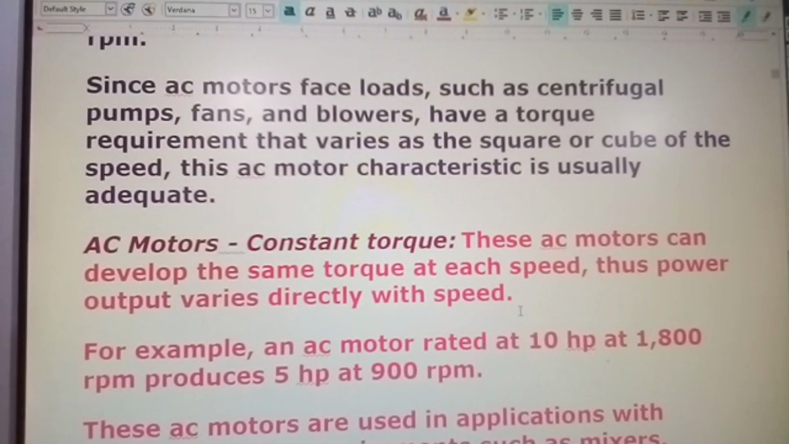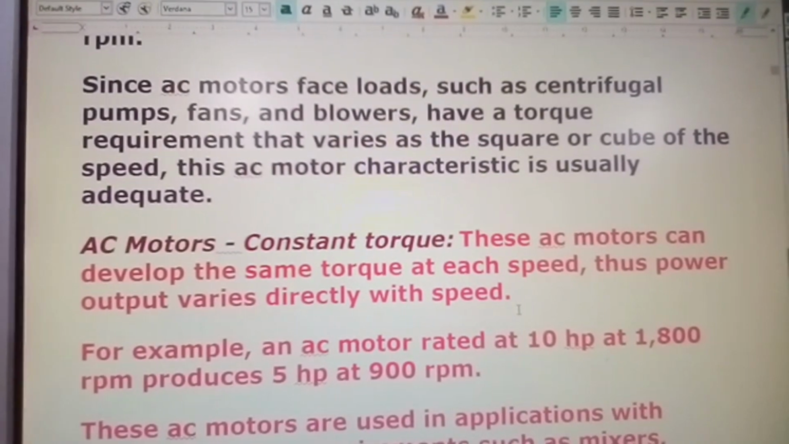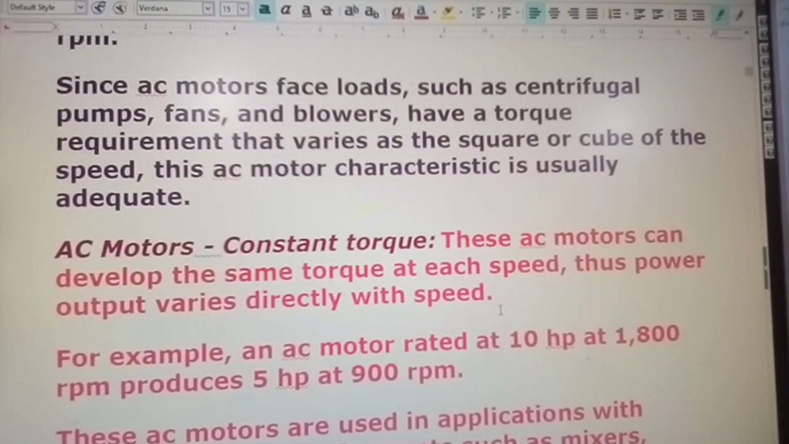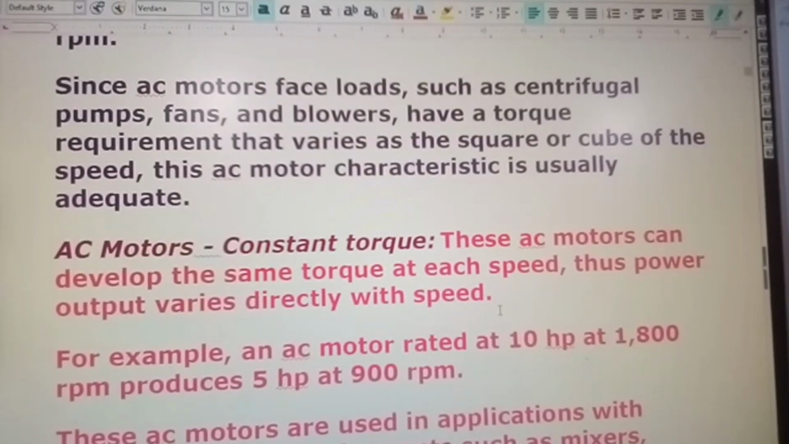These AC motors are used in applications with constant torque requirements such as mixers, conveyors, and compressors.